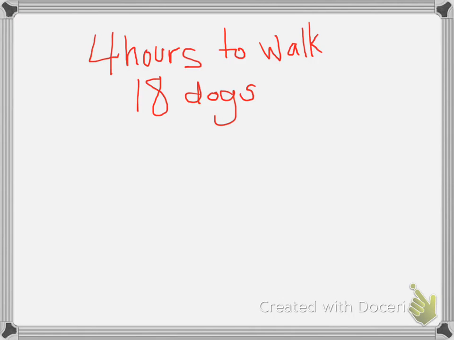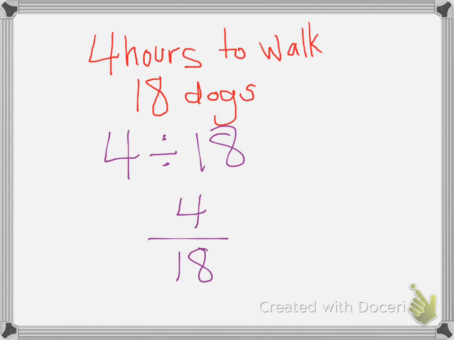The last one says Matt has a job as a dog walker and he has 4 hours to walk 18 dogs. Which expression shows or represents the amount of time that should be spent walking each dog? You can check all of them that apply. So if I have 4 hours, I have to divide that into 18 dogs. It would be 4 divided by 18. Okay, so that is actually an expression. We could also write that as 4 over 18. So both of those would apply.